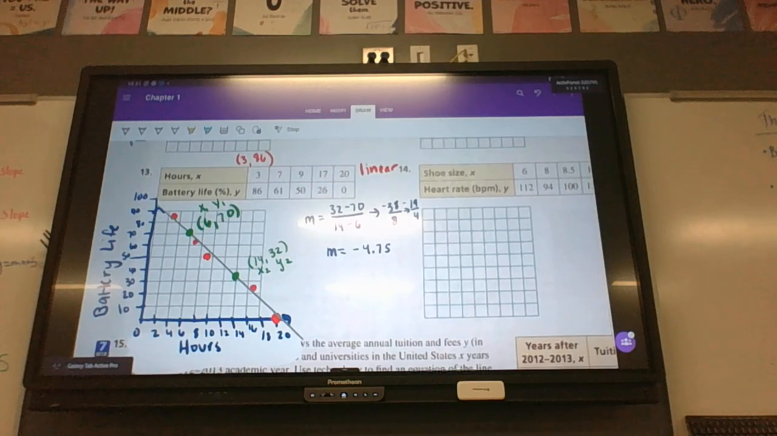Let's talk about what this means. This means that every hour the battery is drained 4.75%. And that's starting at 98.5. So it's not even starting at 100 based on this data.